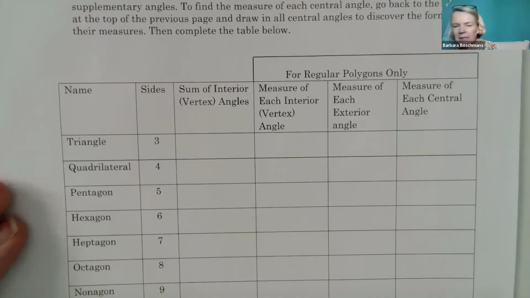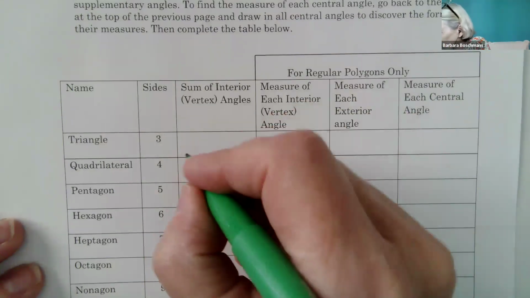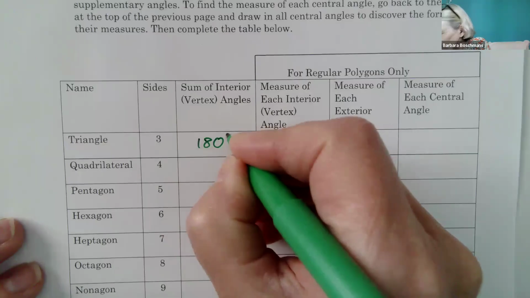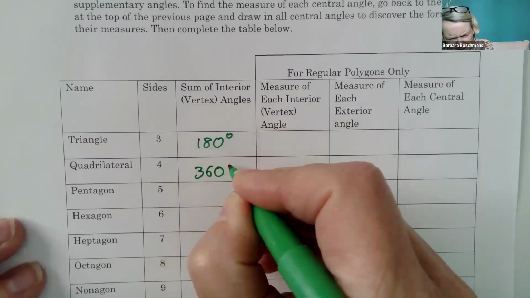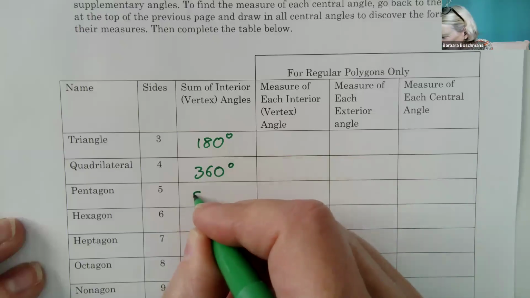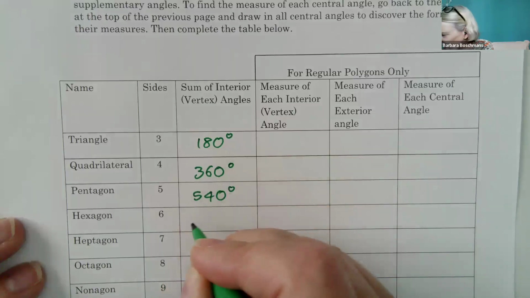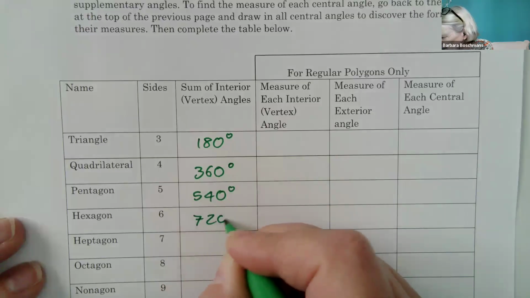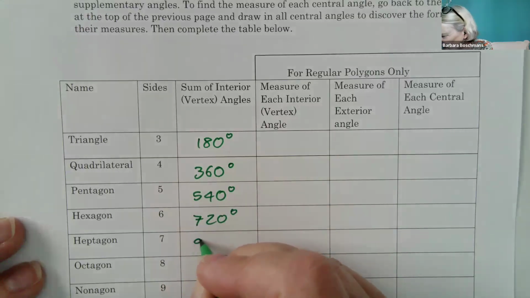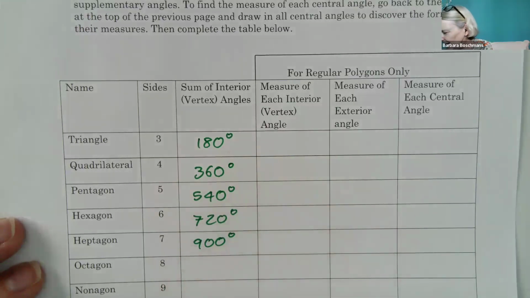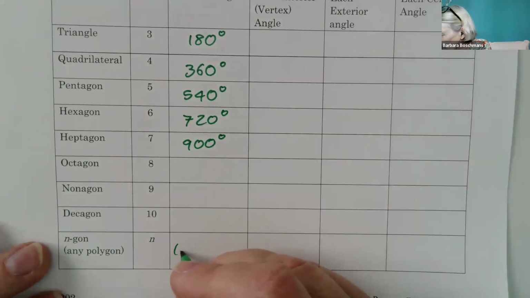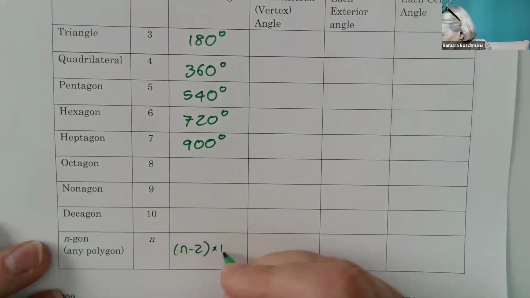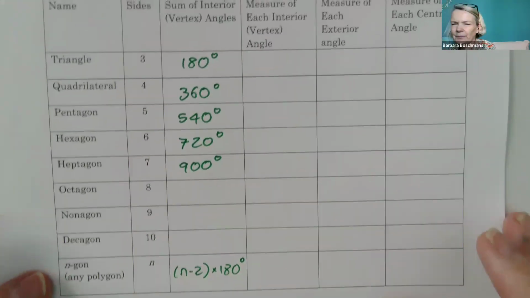Okay, so the sum of the interior angles, when I fill this out, I can use the previous page. Triangle is 180. Quadrilateral is 360. Pentagon was 540. Hexagon was 720. Heptagon was 900. To keep adding 180. At the bottom here, our formula was n minus 2 times 180.